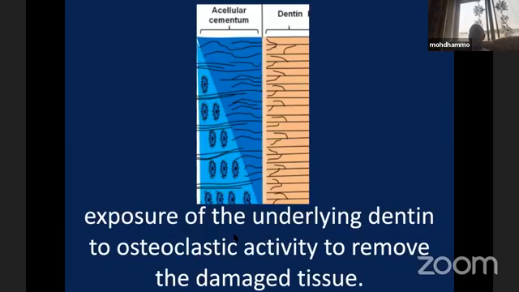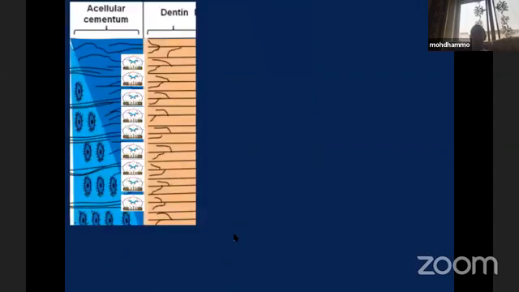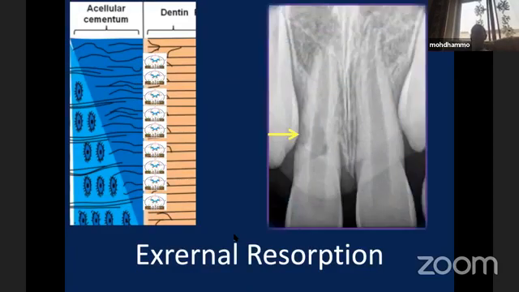Next, exposure of the underlying dentine to osteoclast activity to remove the damaged tissue. So now there is nothing to stop the osteoclasts from entering the dentine because we lost the pre-cementum. Those osteoclastic cells will enter inside and they will cause external resorption like what happened here. So now we have external resorption of this tooth because of the loss of the protective layer, which is pre-cementum.